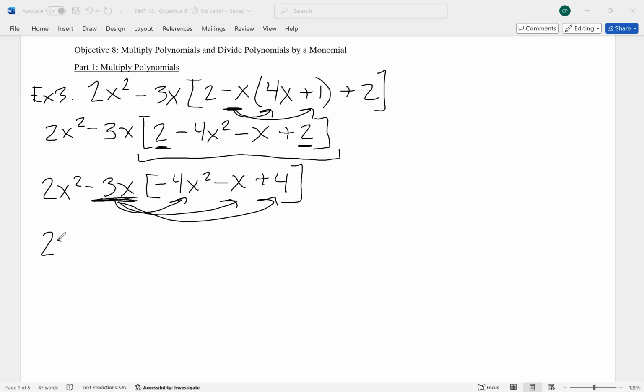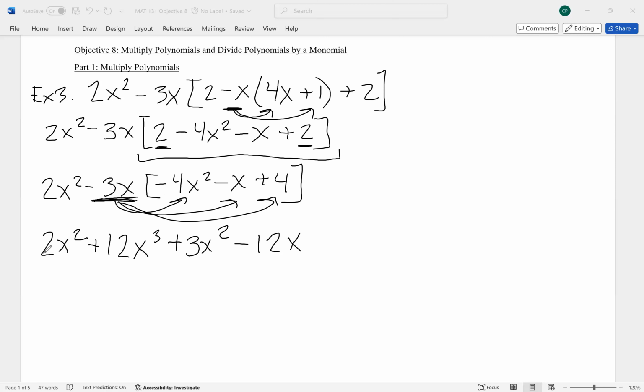So we're going to bring down the 2x squared. And then we have negative 3x times negative 4x squared. That is going to be positive 12x cubed. Then we have negative 3x times negative x. That's going to be positive 3x squared. Then we have negative 3x times positive 4, which is going to be negative 12x.